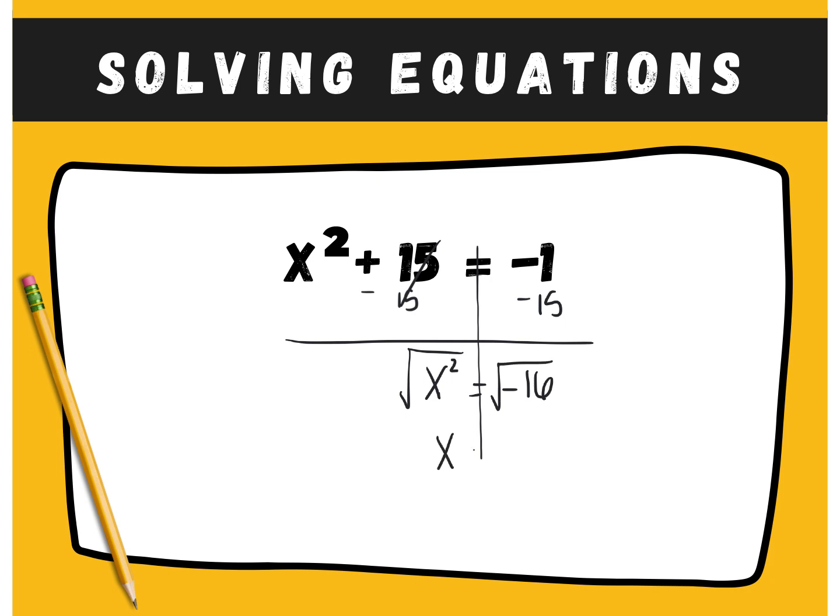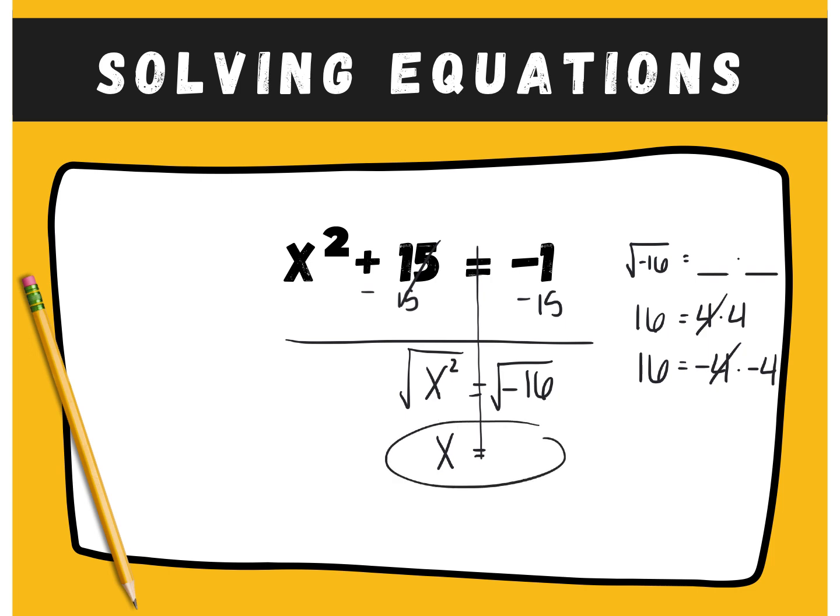I know that on the left-hand side, I'll get just an x, but something weird comes up when I'm square rooting a negative. So remember that the square root of negative 16 means I need something times itself that would give me a negative 16. Well, I know that 4 times 4 would give me a positive 16, so it can't be 4. I know that negative 4 times negative 4 would give me also a positive 16, so it can't be negative 4. This is an example of when there is actually no solution.